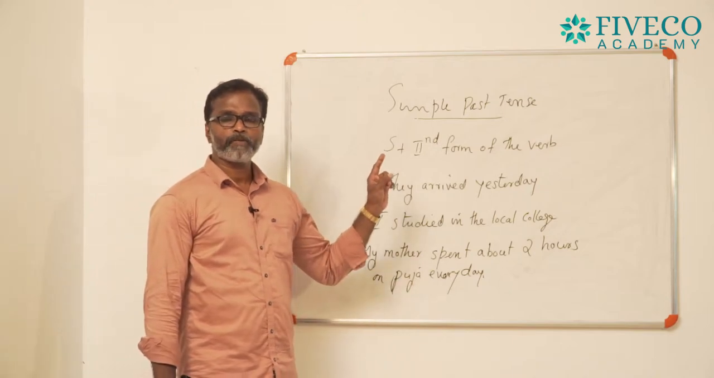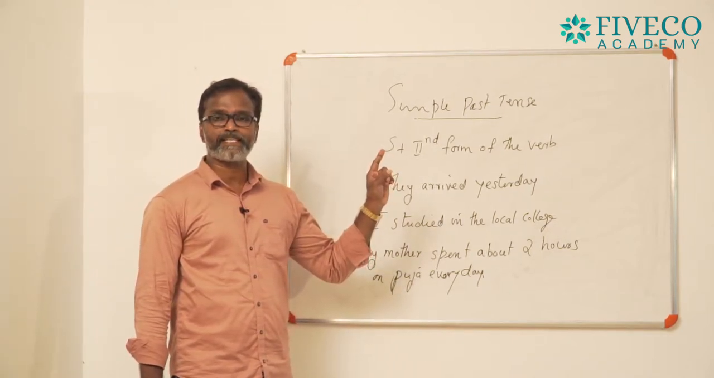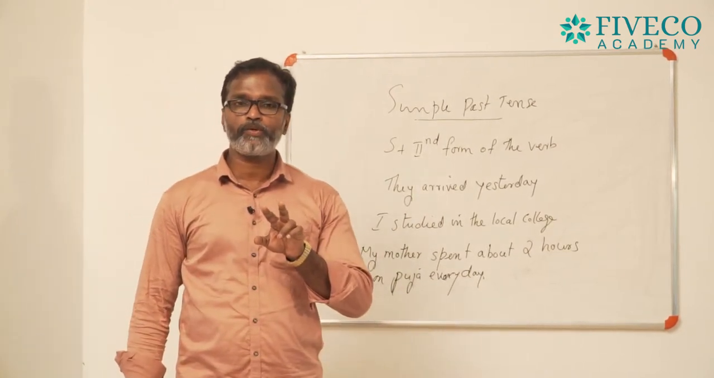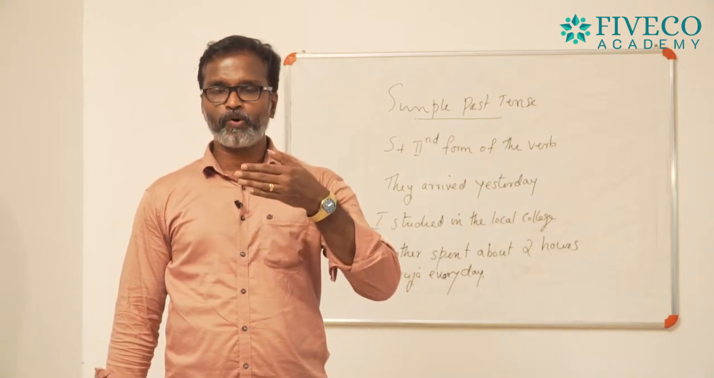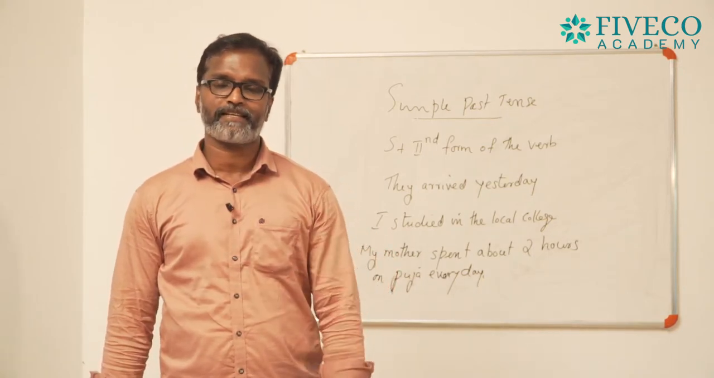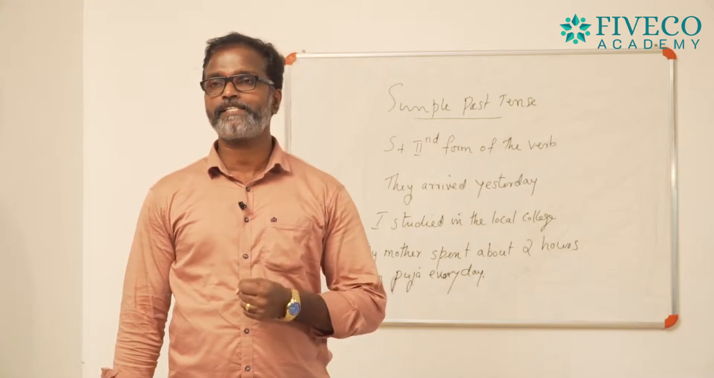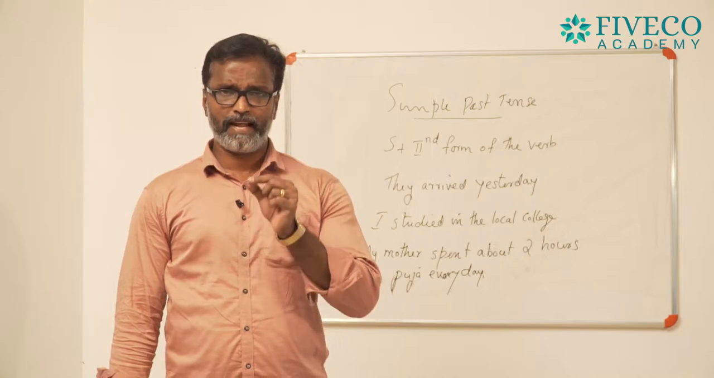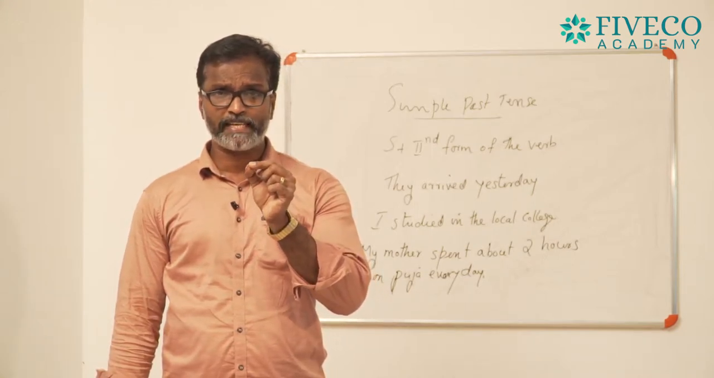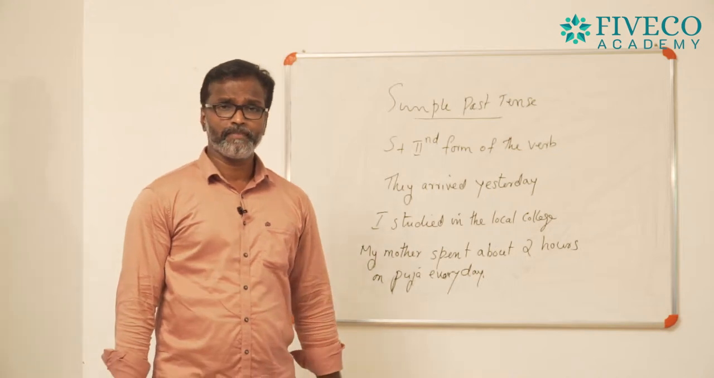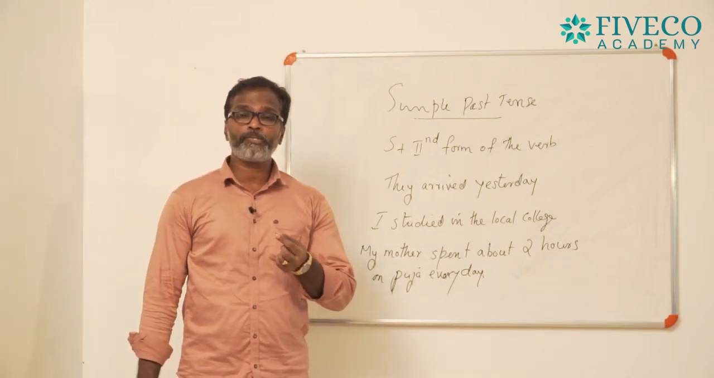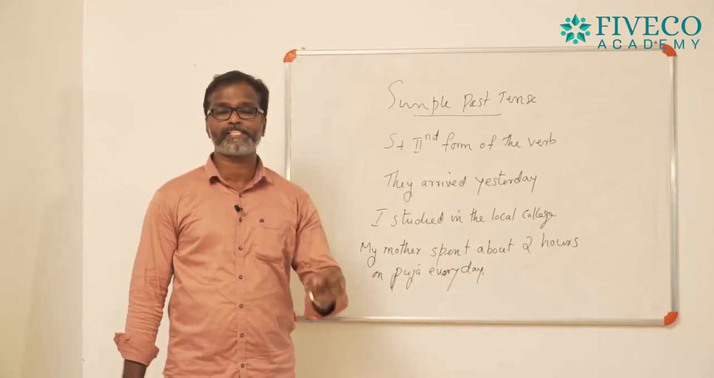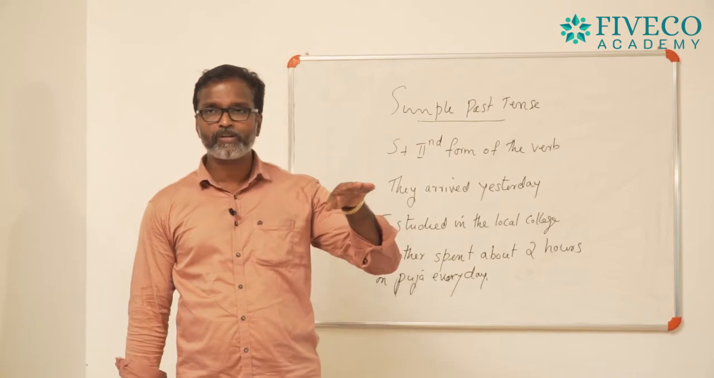Next, how can we make negative sentences in simple past? A sentence will have two divisions, I mean positive sentence and negative sentence. It is quite interesting. And how can we make a positive sentence into negative? You need to use not along with the proper auxiliary verb of the sentence. You know, there are several auxiliary verbs in English.